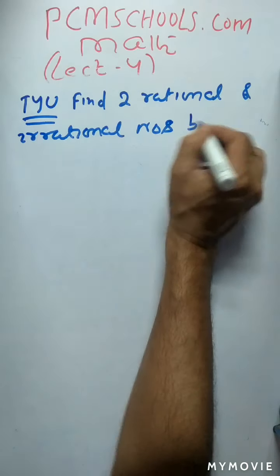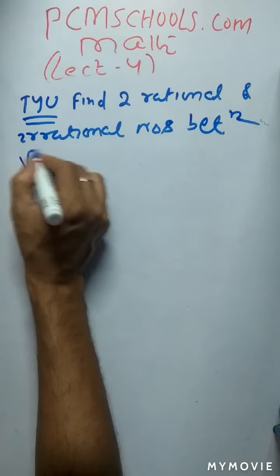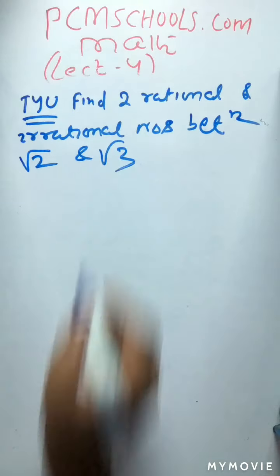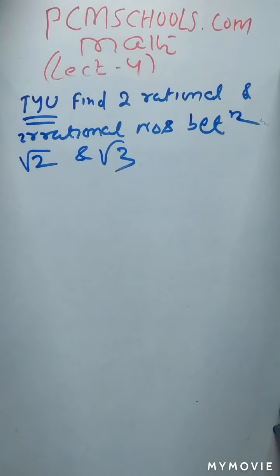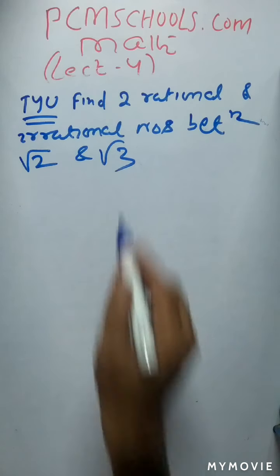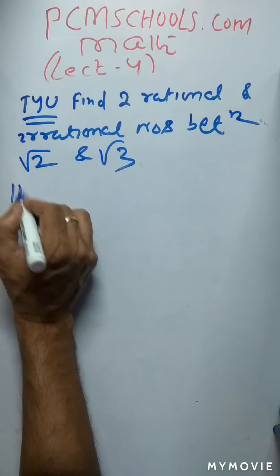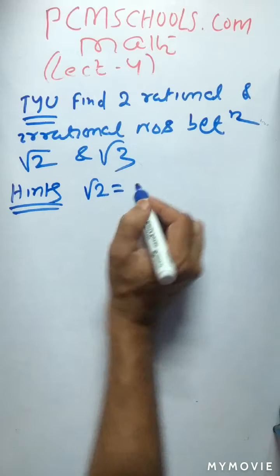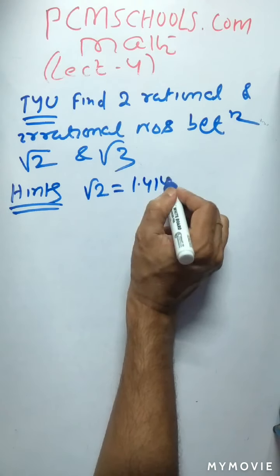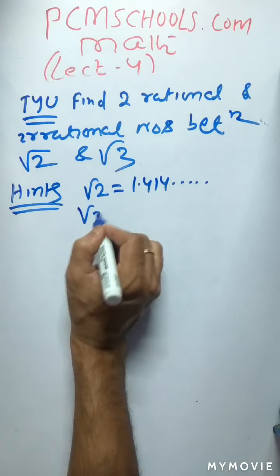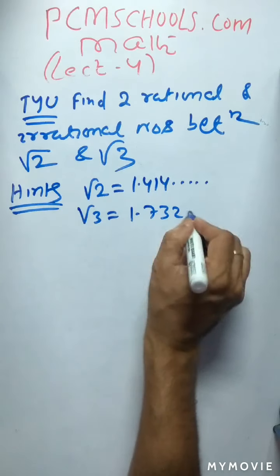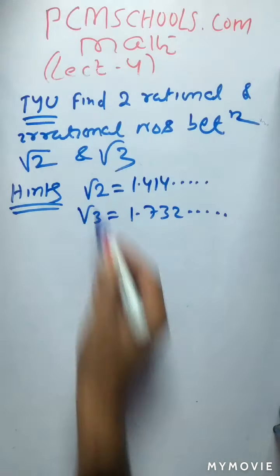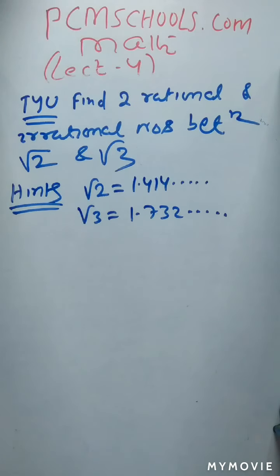The question is: find two rational and two irrational numbers between root 2 and root 3. So according to my previous example, you try to solve this.